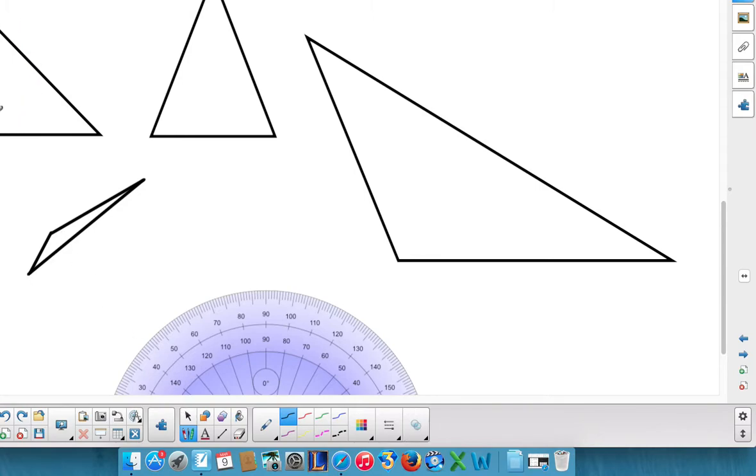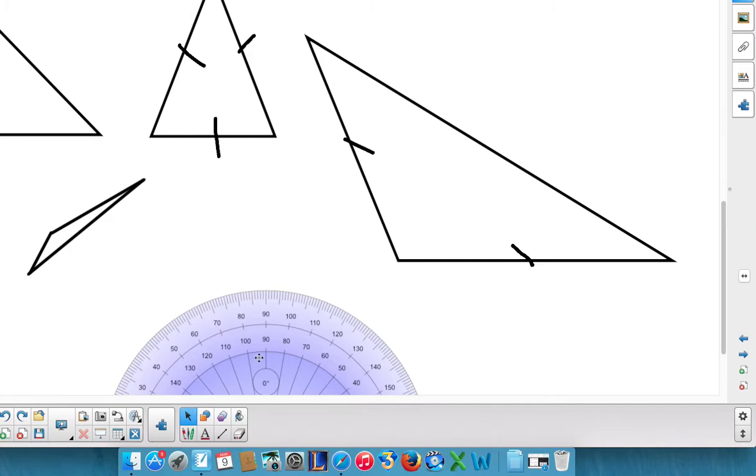Over here I have a right angle, so I know it's a right angle triangle. Here I have all equal sides, so I know it's an equilateral triangle. Here I have two equal sides, which indicates to me this is an isosceles triangle. And here I have no equal sides, which tells me I have a scalene triangle.